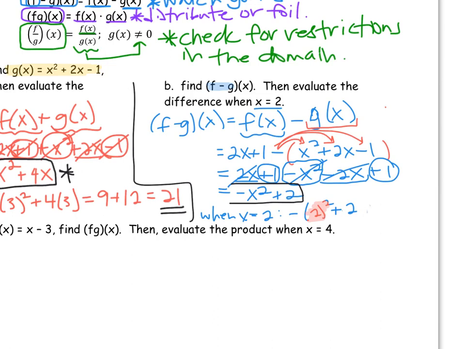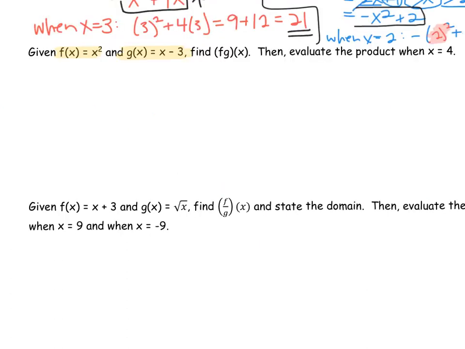So 2 squared is 4, but that negative out in front would make it negative 4. Plus 2 would give us an output of negative 2. F minus g of x when x equals 2 has an output of negative 2. That was addition and subtraction. Let's now move on to products and quotients.